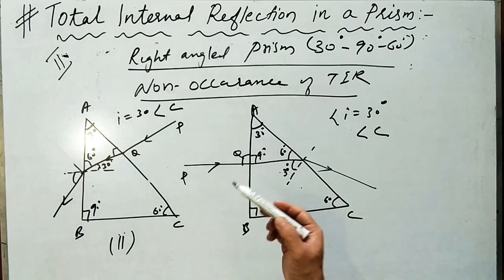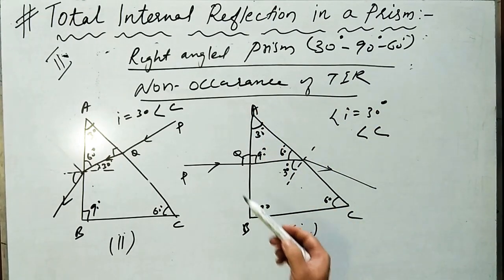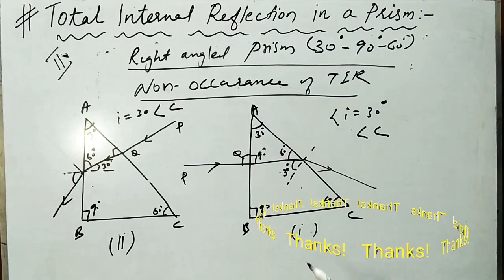This is a special case of a right angled prism for non-occurrence of TIR. So remember these two cases, very important.